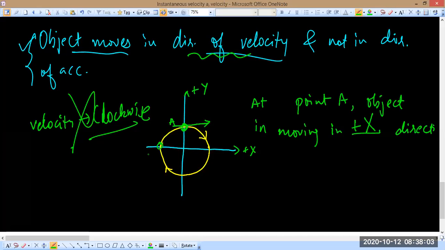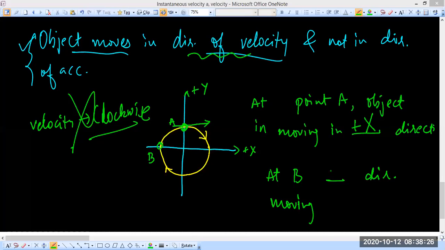Suppose I take a point B here. Then can you tell me at B it moves in which direction? At B the object is moving in which direction? Okay, positive y direction, that is right. Okay, positive y direction. Yeah, fine. I think you have got a good grasp of it.